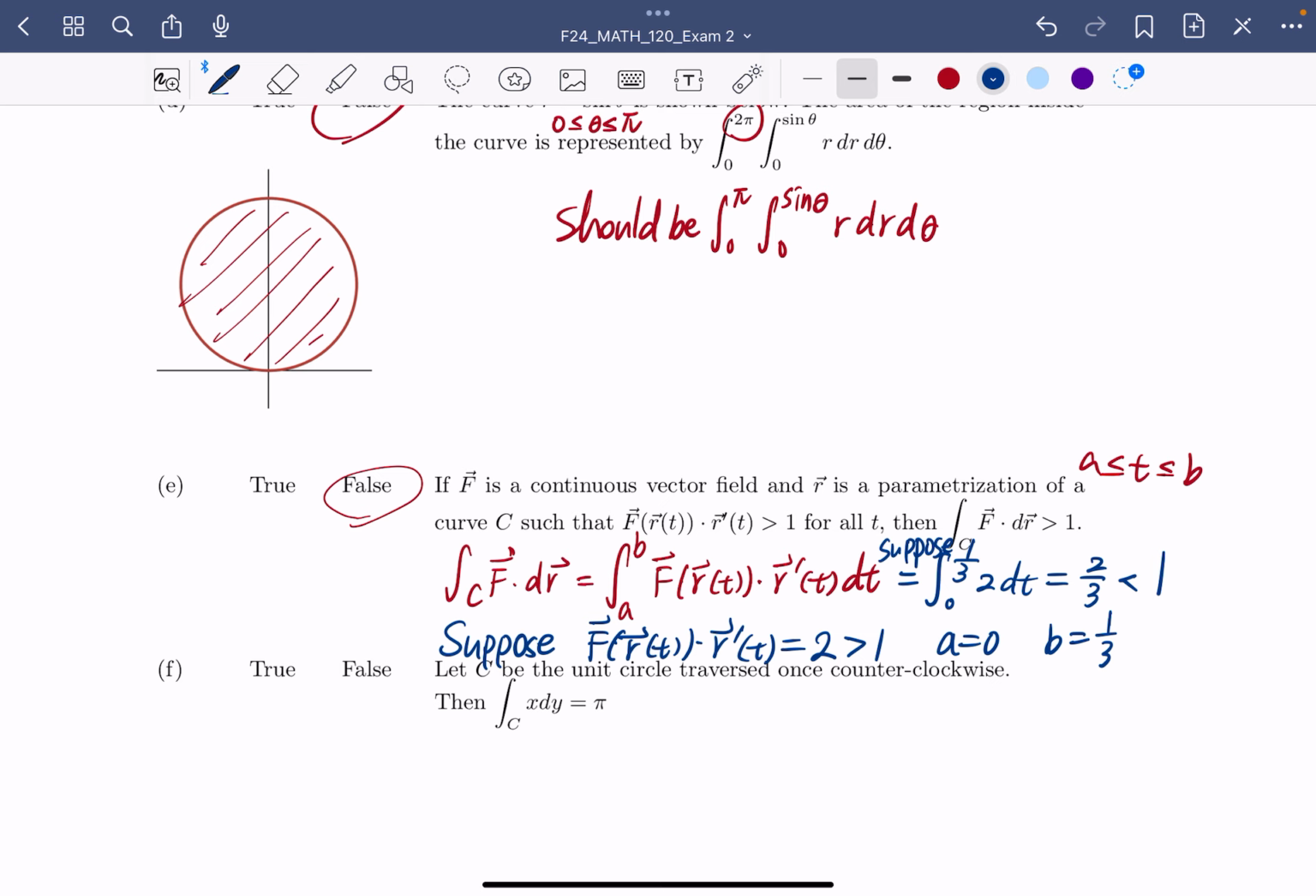The intuition for this problem is, even though your dot product here is greater than 1, if it is not large enough, just slightly larger than 1, and your curve is not long enough, then your total vector line integral can't be greater than 1.